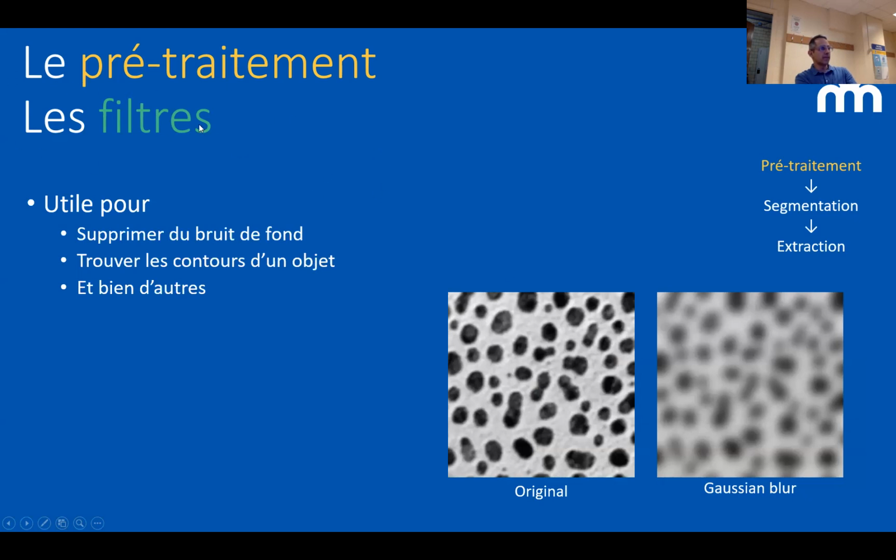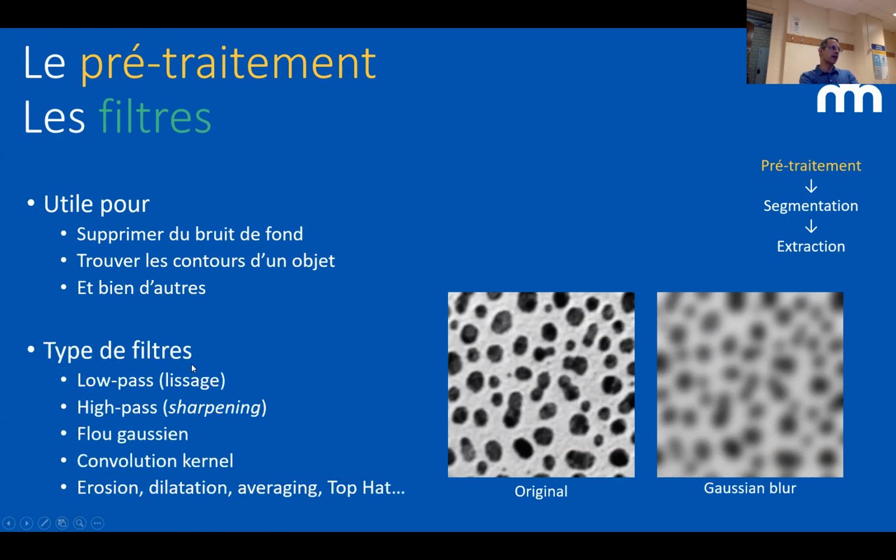Another pre-processing, I'm going faster because I want to spend more time on the second part of the session where we actually play with our own data. And this is just to show you that you can put filters on images, and this actually helps you to do the segmentation. These filters help you to remove noise, find the edge of an object, and there's many more.